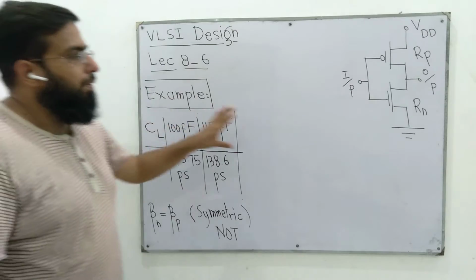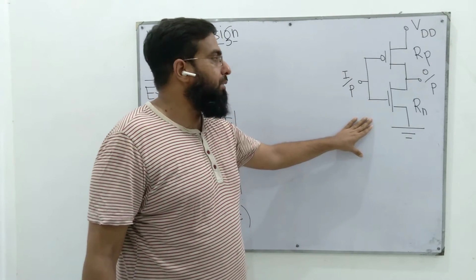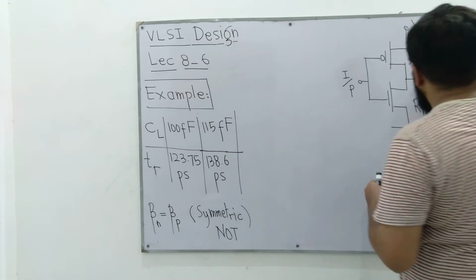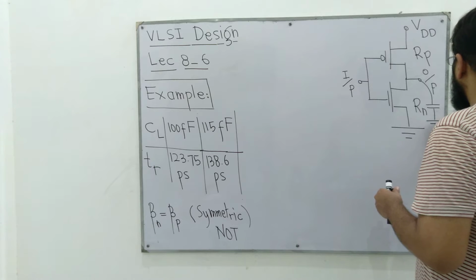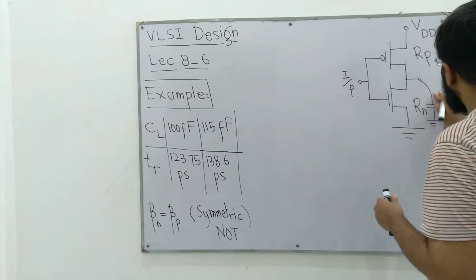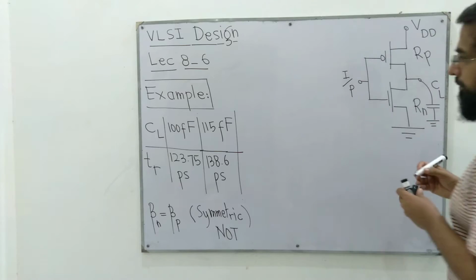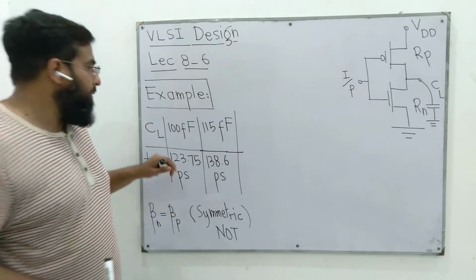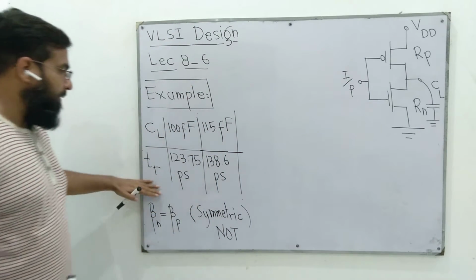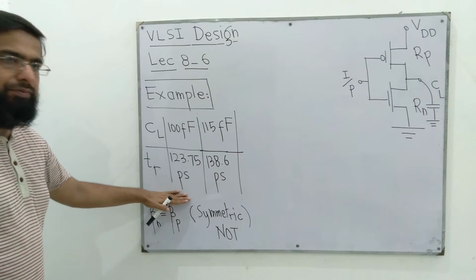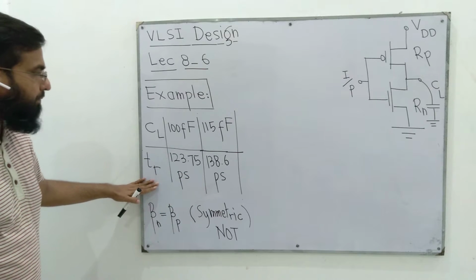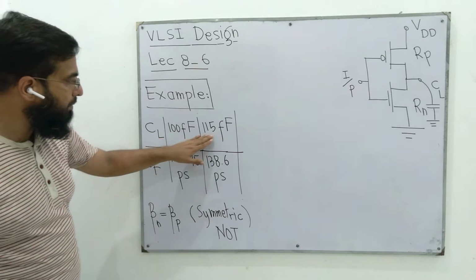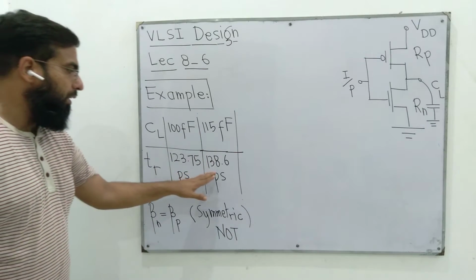In this example, we are given a CMOS NOT gate. If we have this CL, this is the output, and if CL is equal to 100 femtofarad, the delay is 123.75 picoseconds. This is the rise time delay. But if we increase the value of CL by 15 and it becomes 115 femtofarad, the delay also increases.